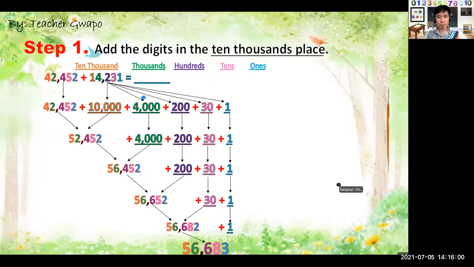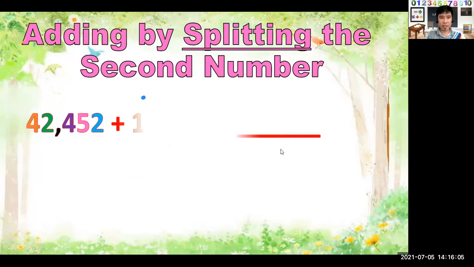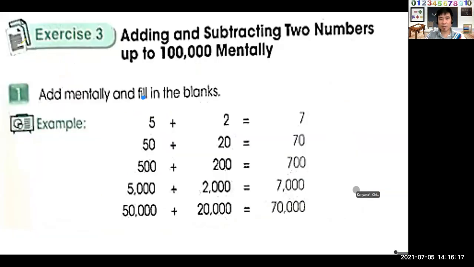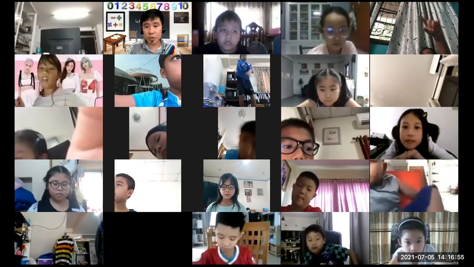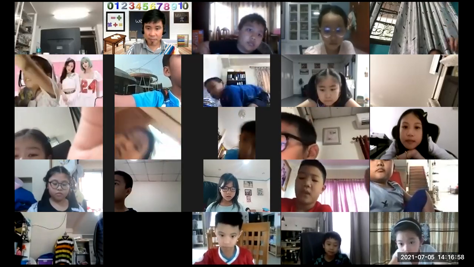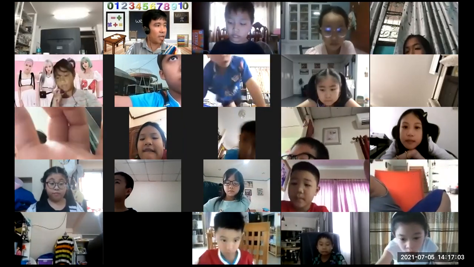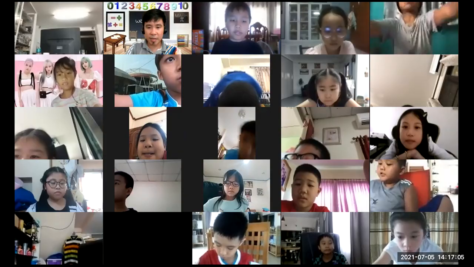Therefore, if we add 42,452 plus 14,231, it is equal to 56,683. Now, I want you to get your book. Open your book to page 23. On page 23, you can see it there: add mentally and fill in the blanks, okay?